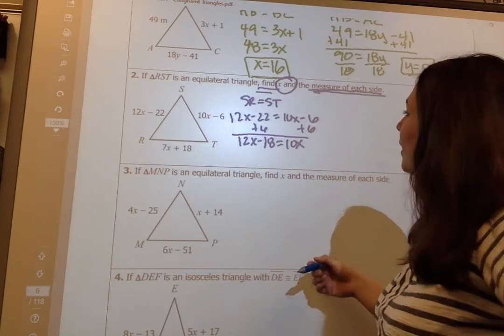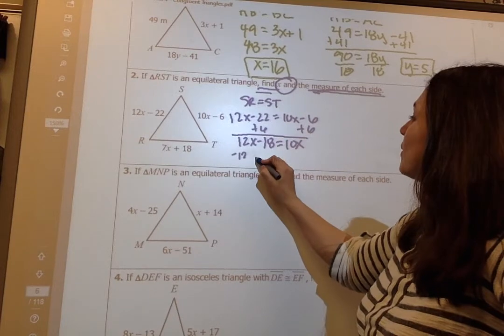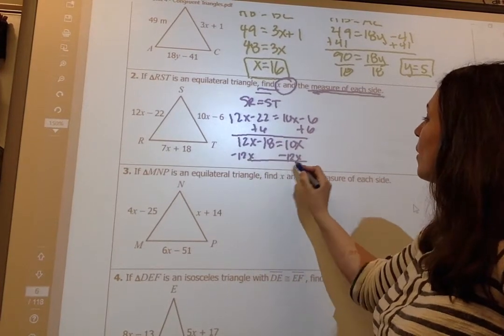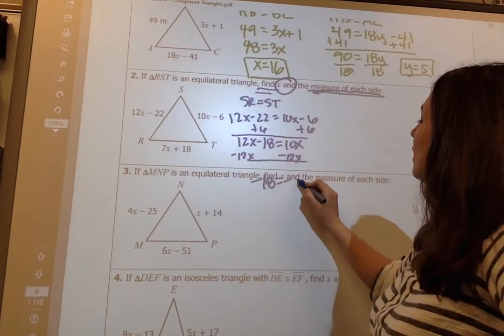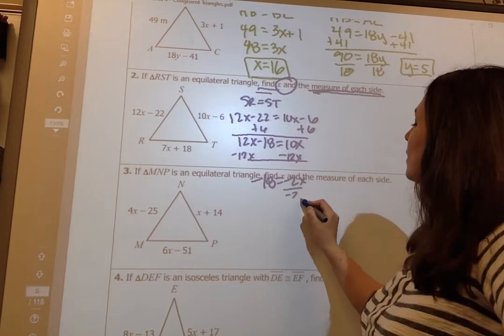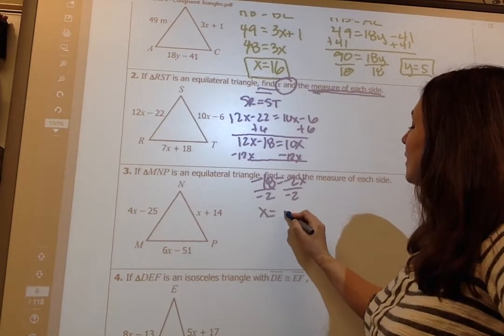And then, actually, I shouldn't have even done that. So now I'm going to subtract 12x on both sides. You guys probably did this a smarter way than I did. It is negative 2x, divide both sides by negative 2, and x equals 9.